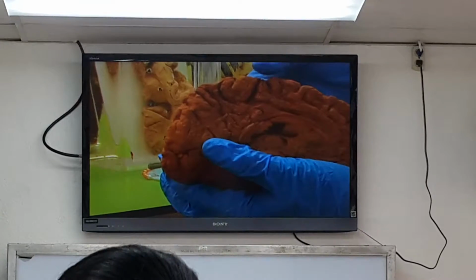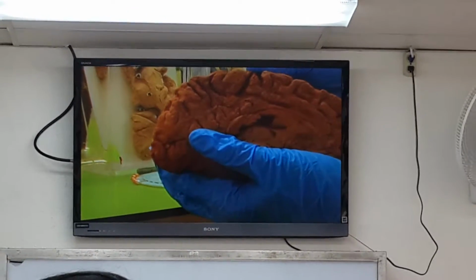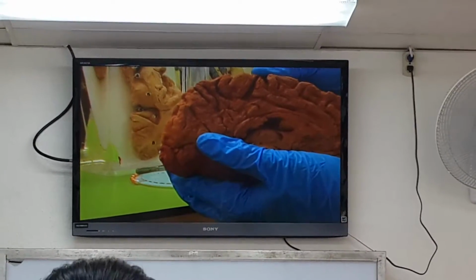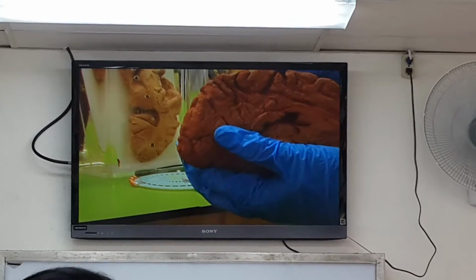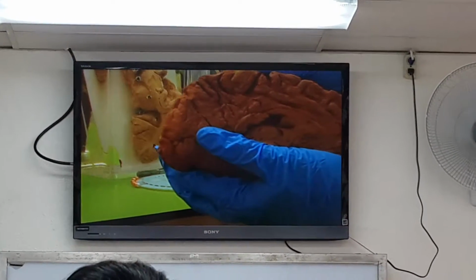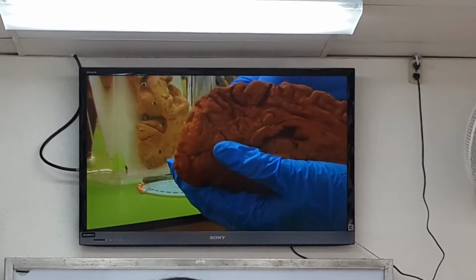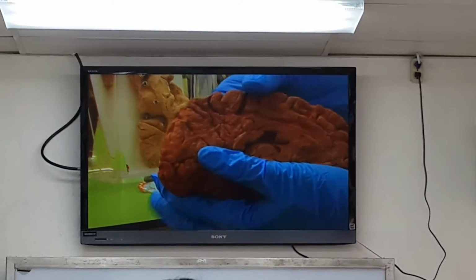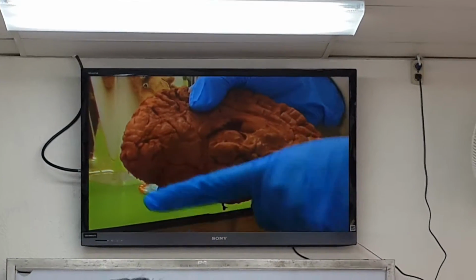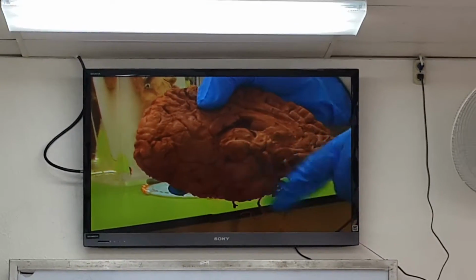So on the medial surface you identify the cingulate gyrus, cingulate sulcus, calcarine sulcus, parieto-occipital sulcus, and three gyri: the lingual gyrus, cuneus gyrus, and paracentral lobule. Okay, next we go to the inferior surface. This is the inferior surface, and this is the posterior part of the inferior surface.